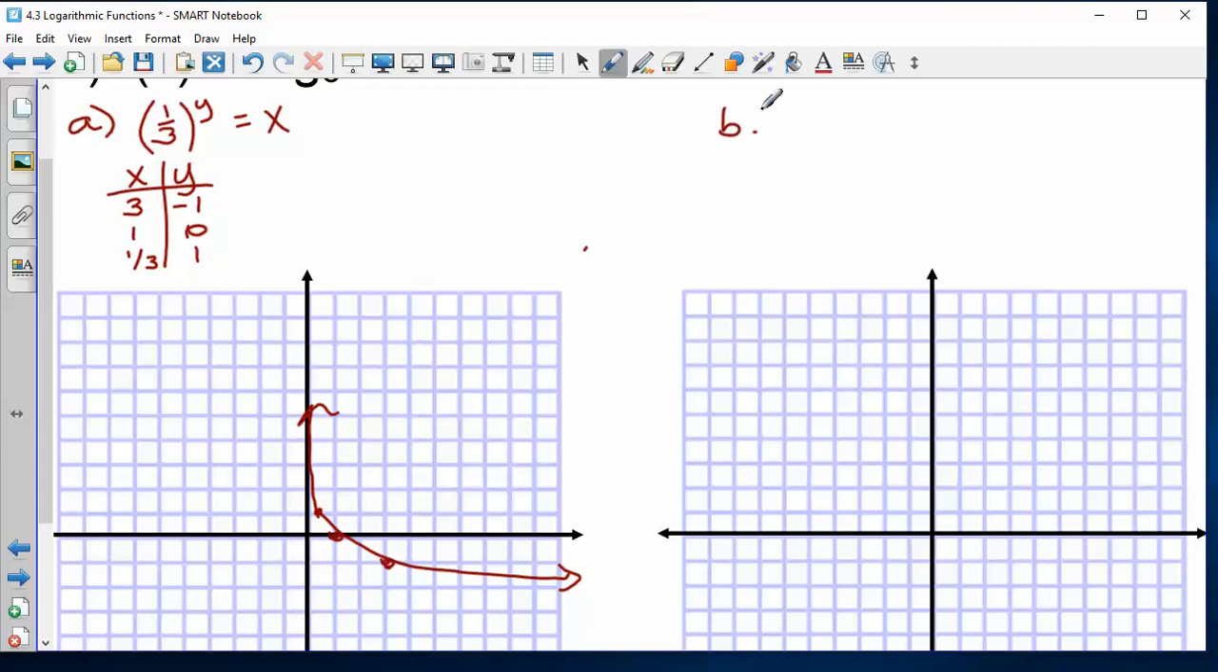Why don't you guys graph B? It was f of x equals log base 5 of x.